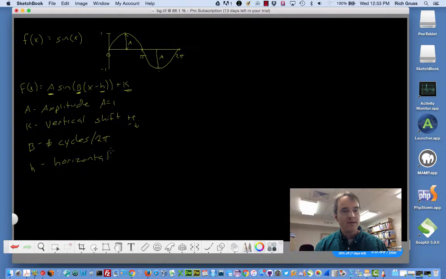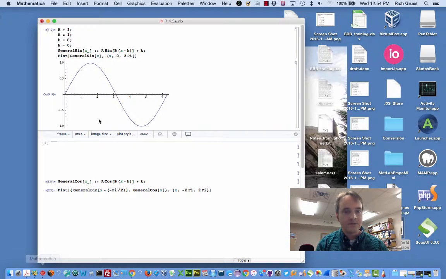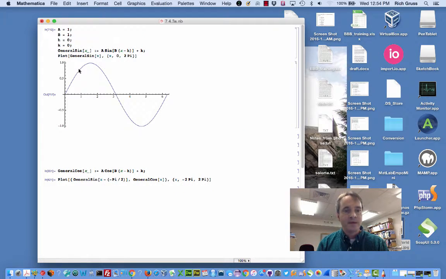So just like we can nudge this wave up or down, we can also nudge it to the left or the right. If we nudge to the right, it's positive, and if we nudge to the left, it's negative. There's a couple of tricks there, so let's go ahead and take a look at this in Mathematica. So now we have our h.